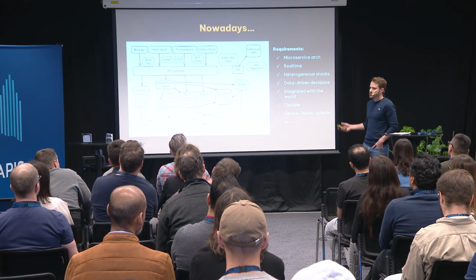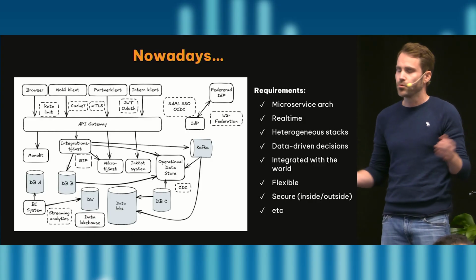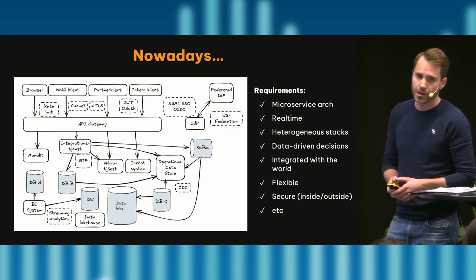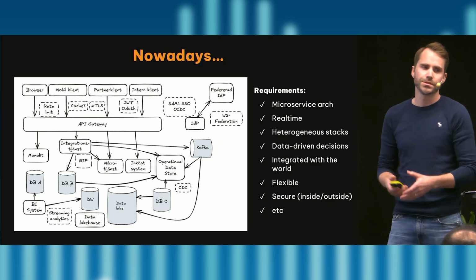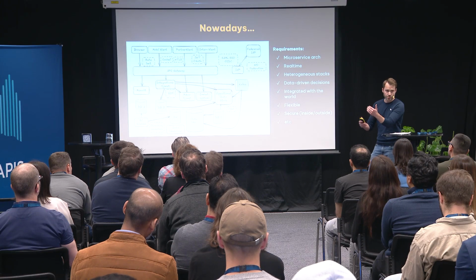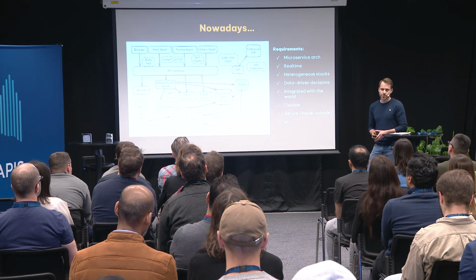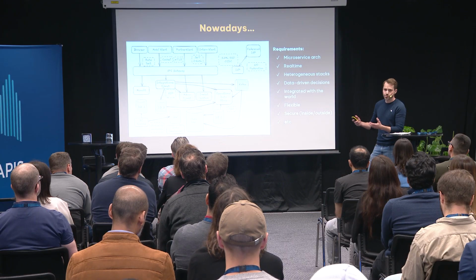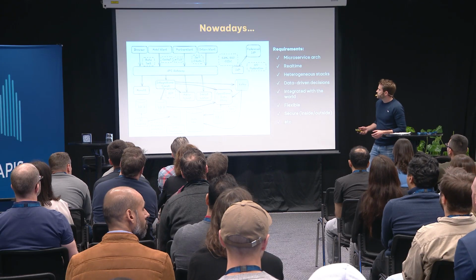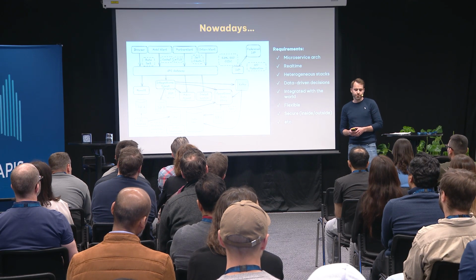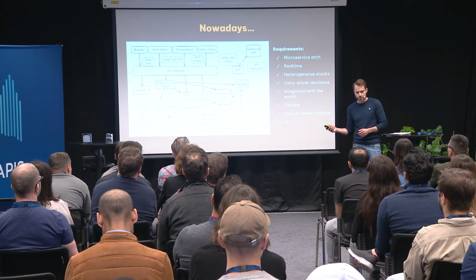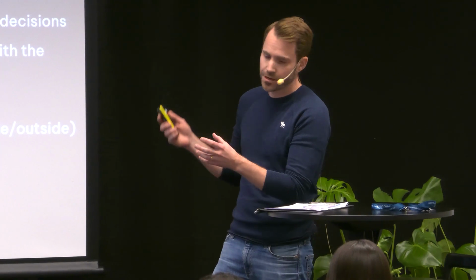We're making data-driven decisions, so we need data to be present at many more locations. And as I said, we're integrating a lot more with the outside world, which of course also increases the security requirements on our systems, both when talking to the outside, but also with zero trust and those kinds of things within our own environment. So it's kind of obvious when you look at this requirements list that we need more and better solutions and processes to handle this.